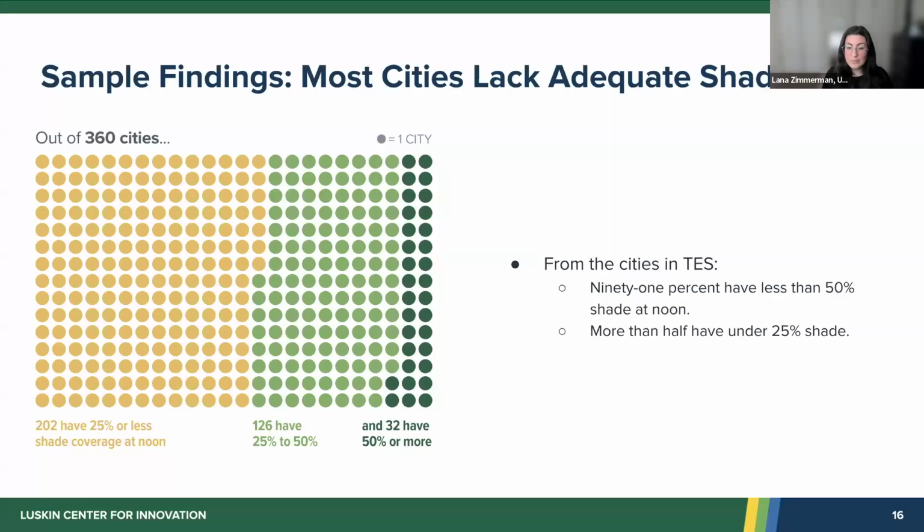So to start, we found that 91% of the United States cities in this tool have less than 50% shade at noon. And more than half of the cities in the tool have under 25% shade. This means that most places in US cities leave people fully exposed to sunlight with less usable space that is safe for everyday life when temperatures rise.